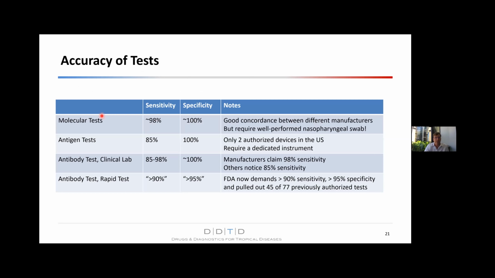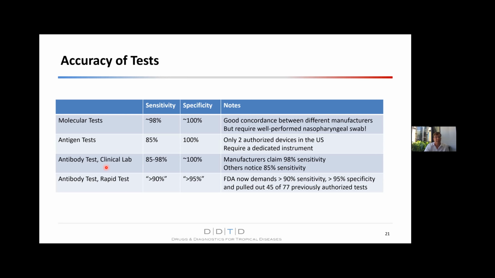So in summary, for the molecular tests, it's difficult for me to put a figure here because the molecular tests are the gold standard. So what are you going to compare them to? Say that the molecular tests are around 98% sensitive and 100% specific. These figures are really hard to define with precision, but what can be said is that there's very good concordance between different manufacturers. These assays, as I mentioned, do still require a well-performed nasopharyngeal swab. Then there's the antigen test, about 85% sensitive and 100% specific. There are only 2 devices in the US that are authorized.